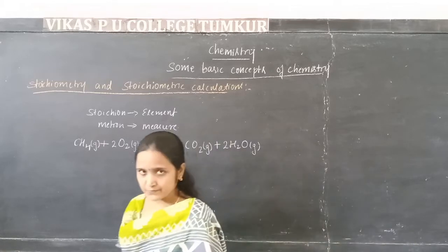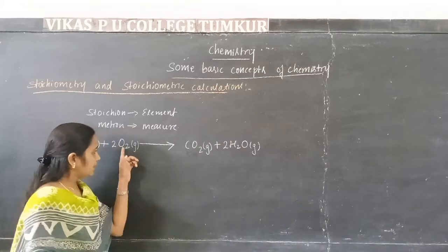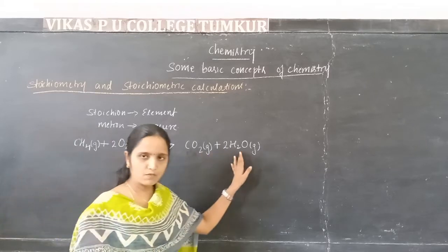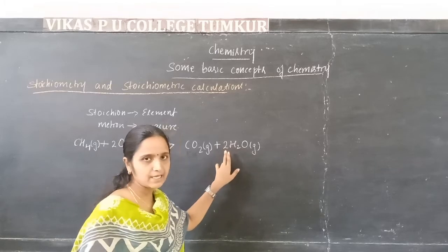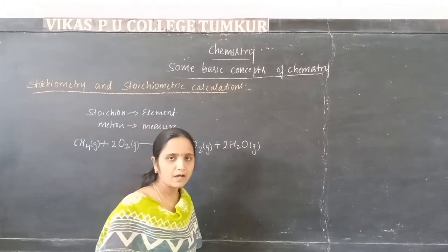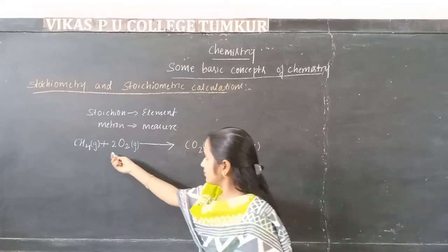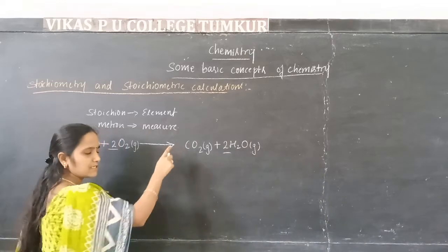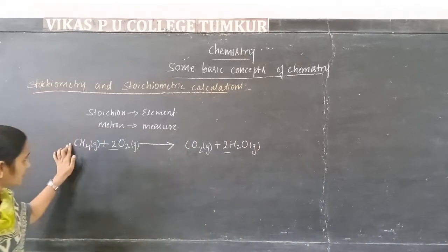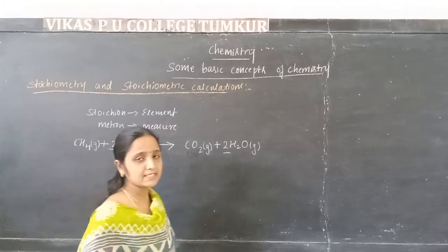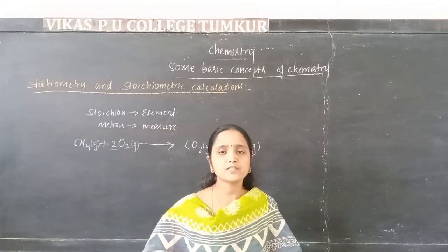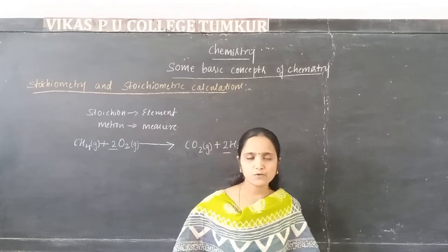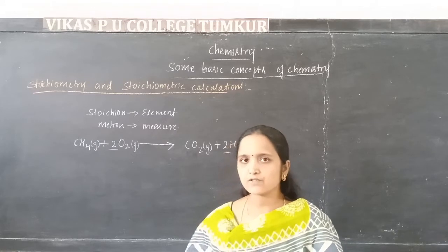You can observe that in front of the oxygen molecule, 2 is there. In front of the water molecule, H2O, 2 is there. Where nothing is written, it means 1 is present. These numbers are what we call stoichiometric coefficients.